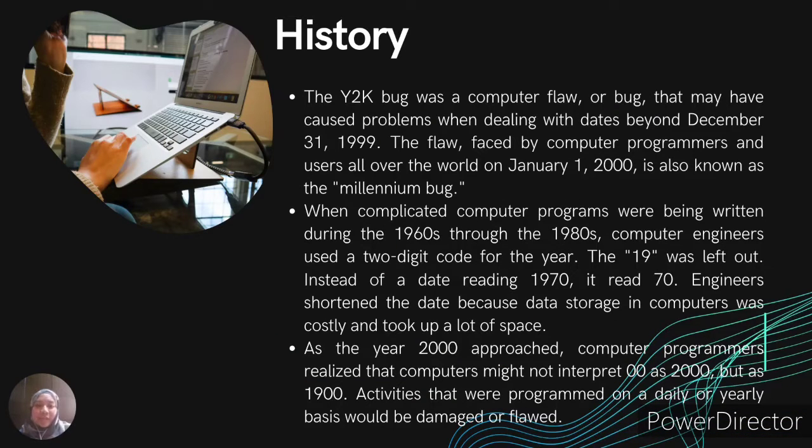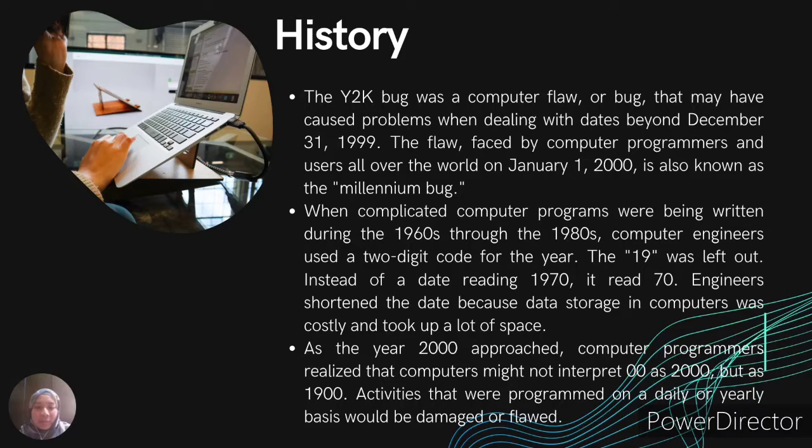The Y2K bug was a computer flaw, a bug that may have caused problems when dealing with dates beyond December 31, 1999. The flaw faced by computer programmers and users all over the world on January 1, 2000 is also known as the Millennium bug.